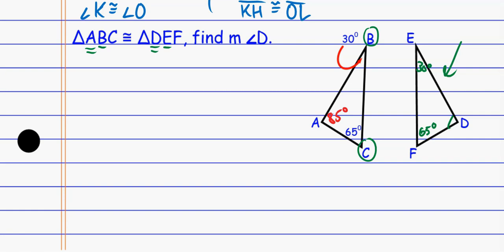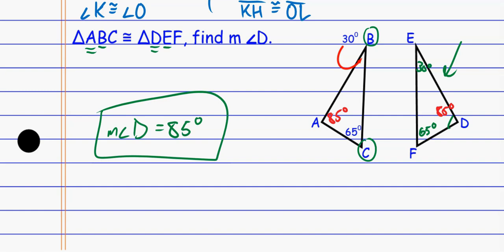Or I could transfer the two angles I have and then look at the second triangle and say this has got to be 85 degrees. It doesn't matter which way you do it, you'll get the same result. So the measure of angle D equals 85 degrees, but again, it's because these parts match up.